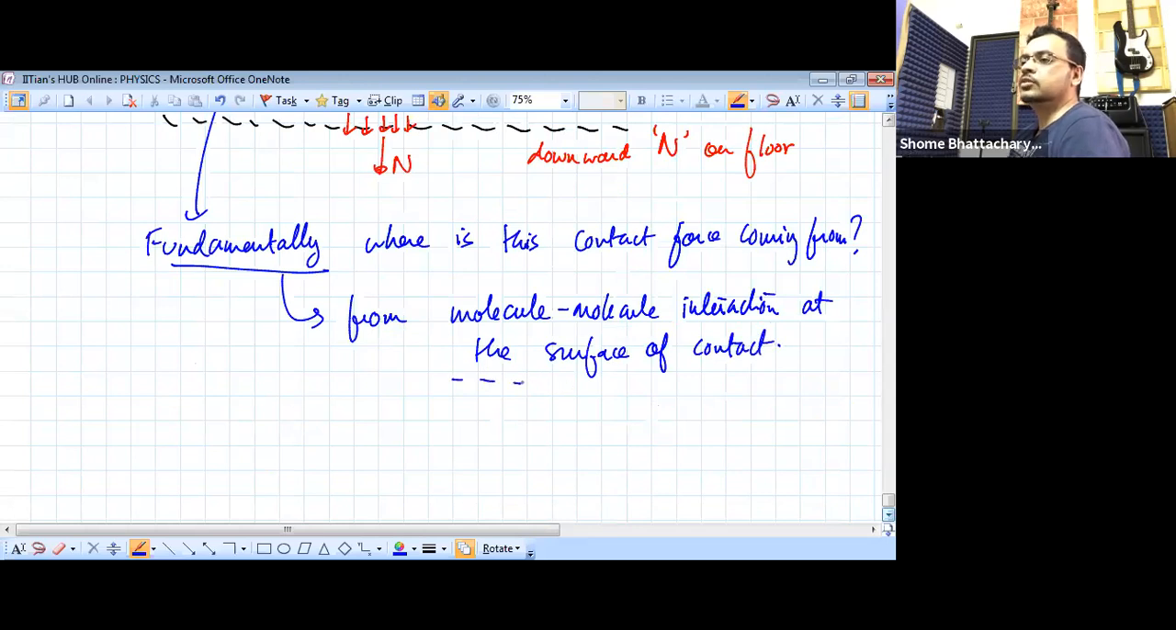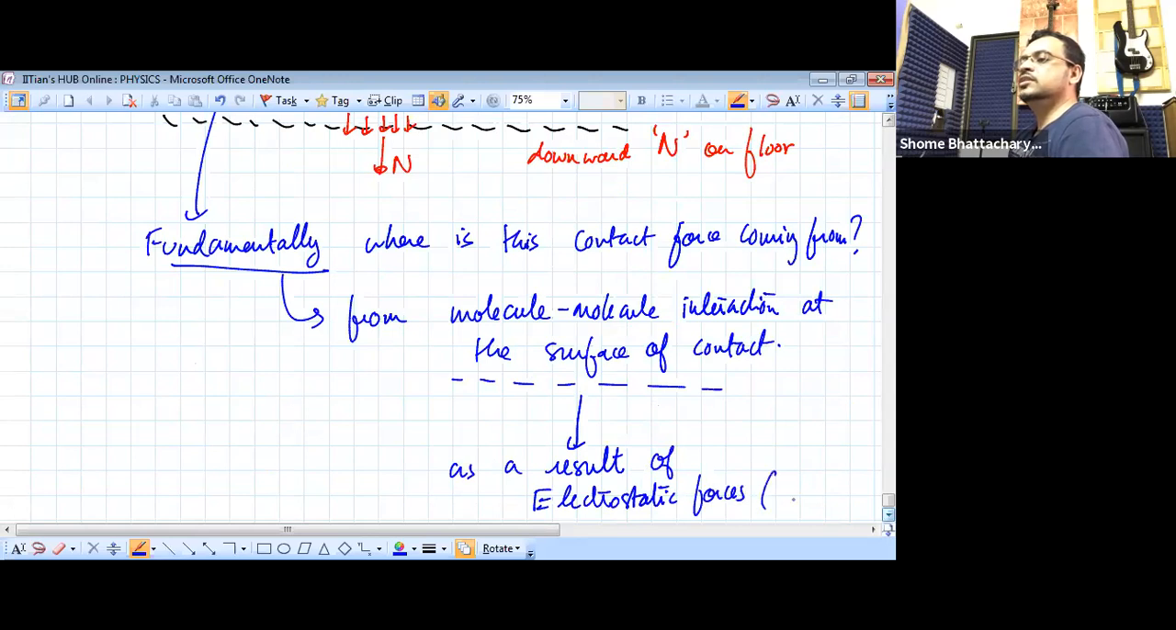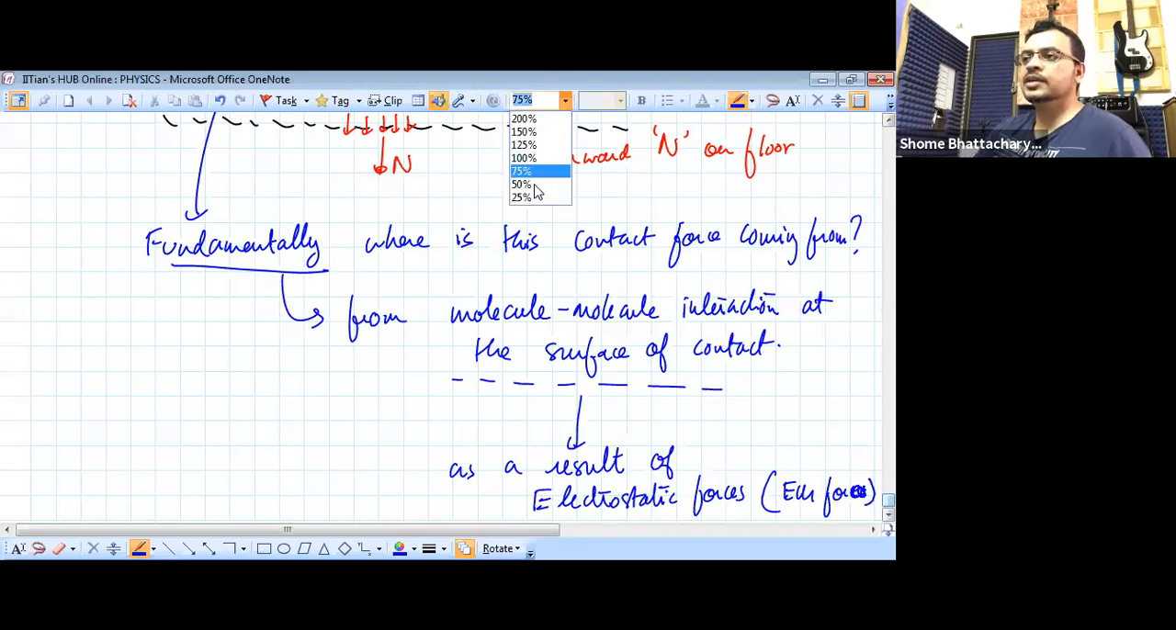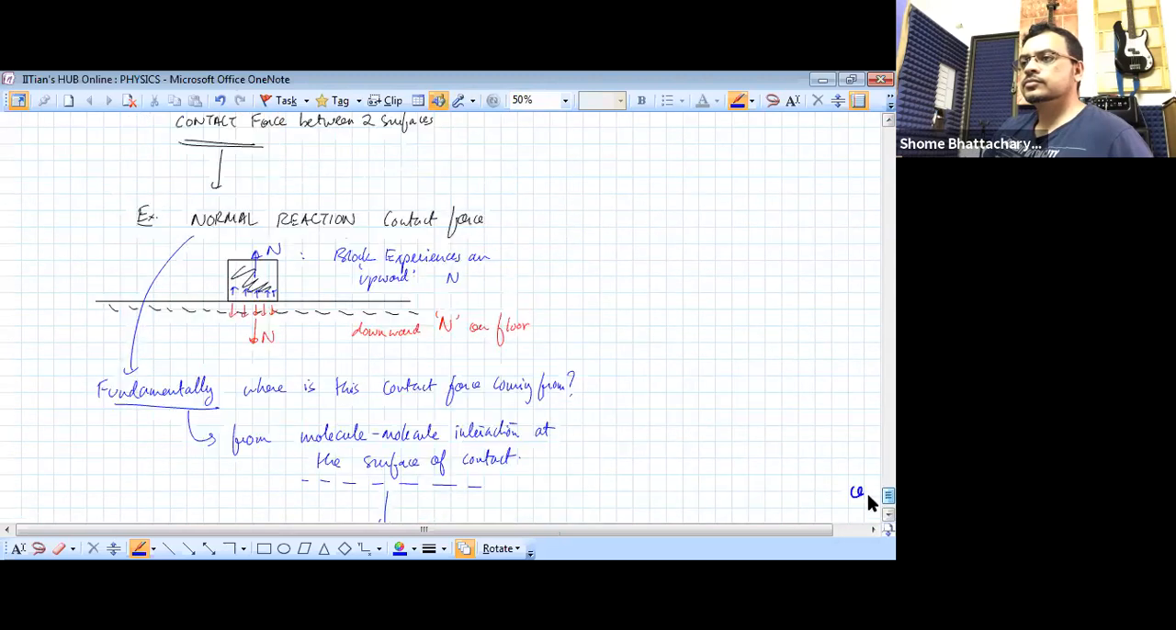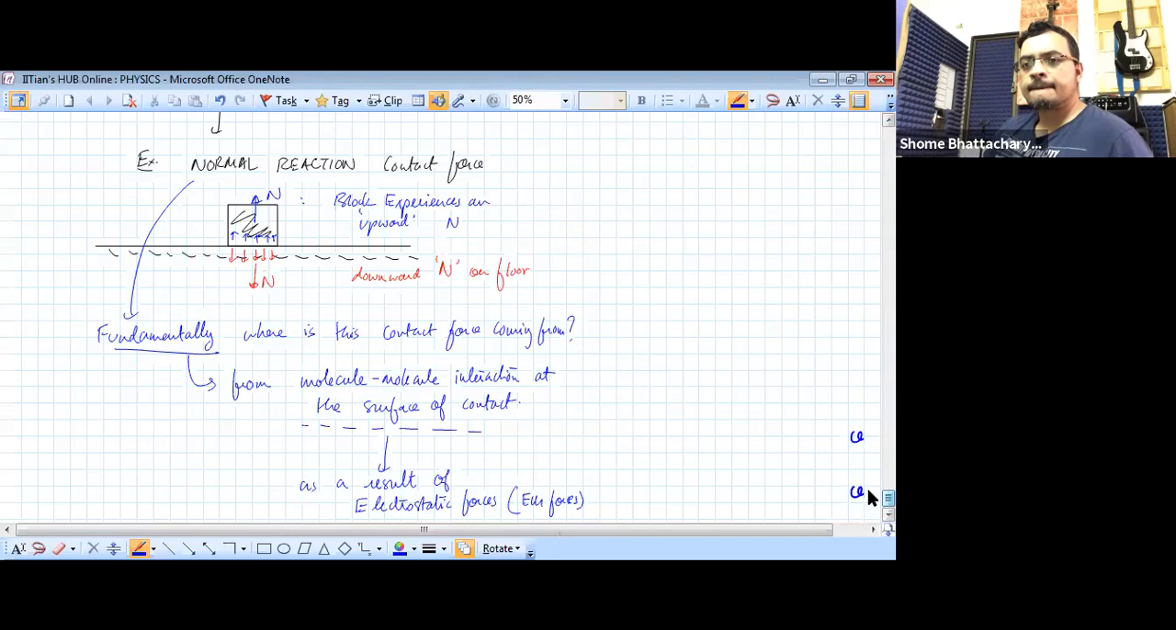And any molecular interaction that we talked about in matter, fundamentally that is a result of what? It is a result of electrostatic forces, or in general we'll say electromagnetic forces. So who is the agent of normal reaction contact force, or for that matter, who is the agent of friction? It's all electromagnetic force, at the fundamental level. Is this point clear to all of you?